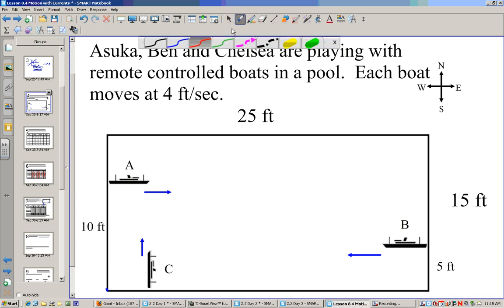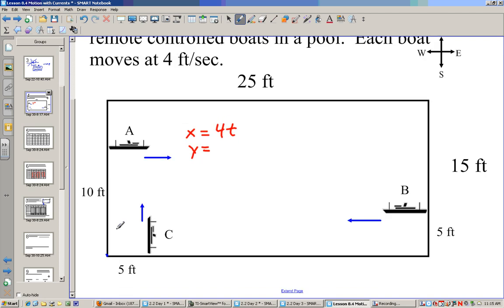Three people are playing with their radio-controlled boats, and each boat is moving at 4 feet per second. So boat A, if I wanted to write the equation for it, is going to move 4 feet per second, so we're going to go 4t, since we're going to pretend this is the x-axis. It's going to start up 10 in the y direction, but it's going to be at 0 in the x direction.